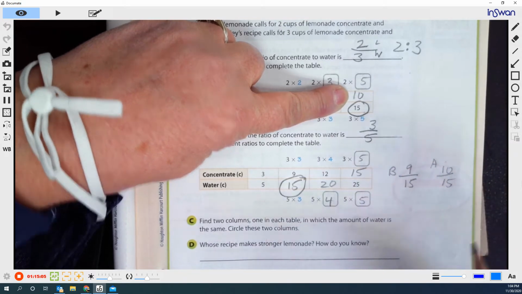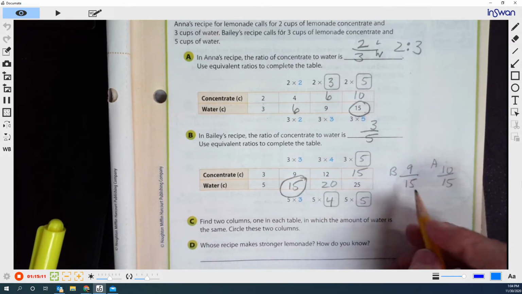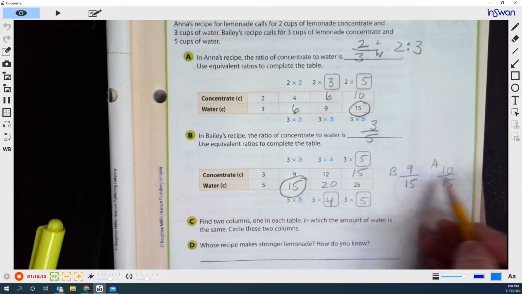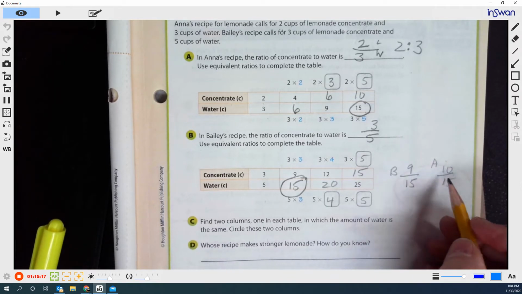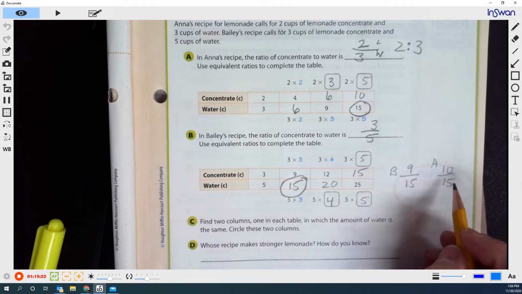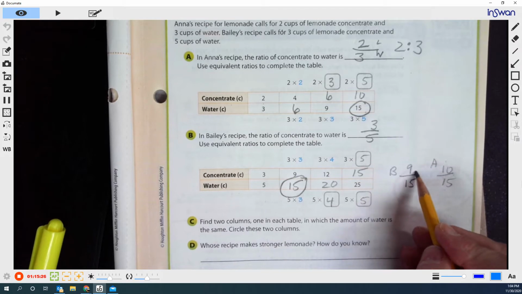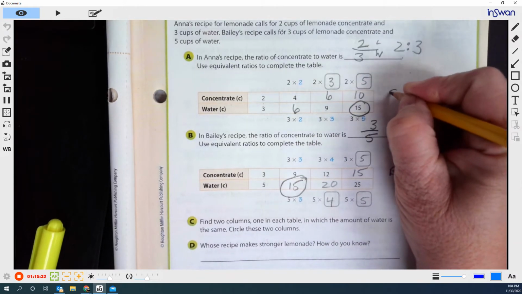If I'm comparing Bailey's to Anna's, and you look at what they have based on the water, which one would have more of the lemon concentrate? That's right, Anna's would, because she's going to have 10 with 15 cups of water, and Bailey's is going to have 9 with 15 cups of water. So Anna's is going to be the stronger lemonade. So I'm going to write that down.